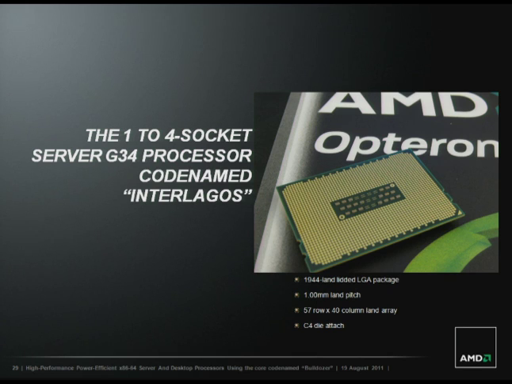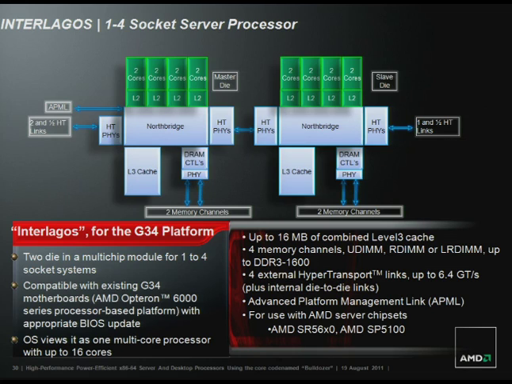Here's the largest package. This is the G34. This is for one to four socket systems, the Interlagos part. This is the high end of the server part. You want the most bandwidth, the most performance that you can get. Internal to the package, it's two die in a multi-chip module. For Family 10, this is the Opteron 6000 series that's out now. Same story.